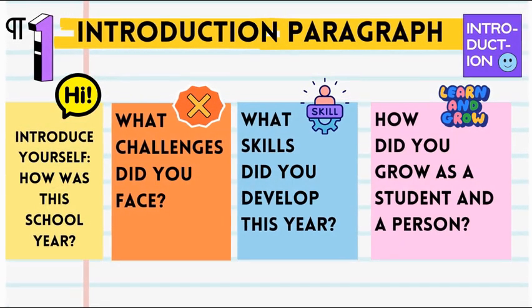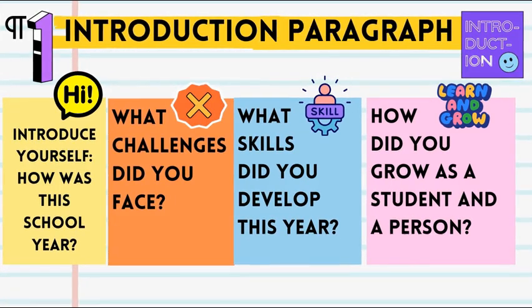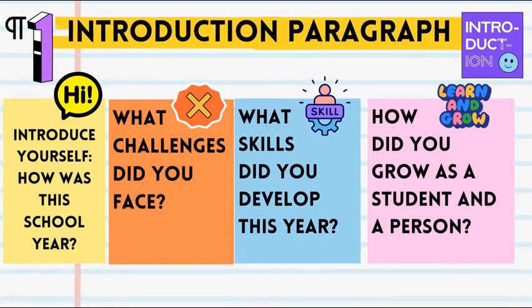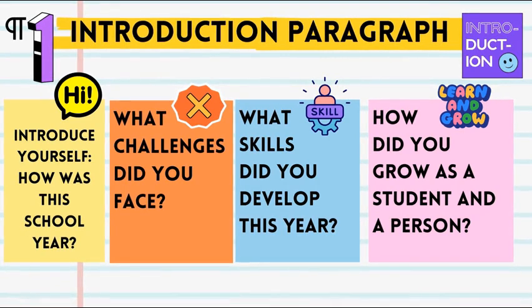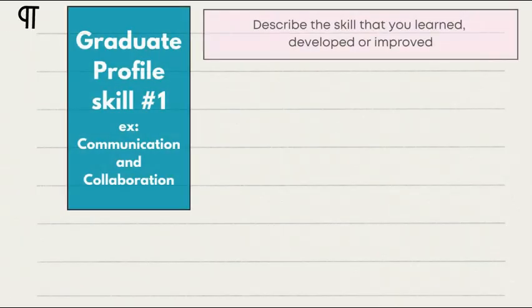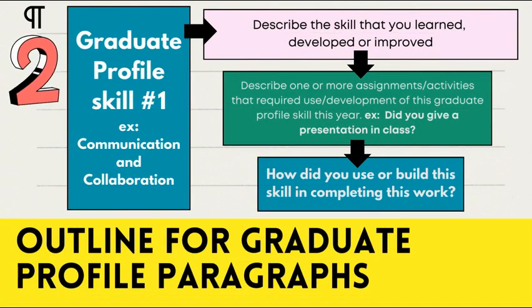In the first paragraph, this is your introduction. You're basically going to say hi, introduce yourself, and give a summary on how your school year was. You're going to explain what challenges you faced, what skills you developed, and how you grew as a student and as a person.